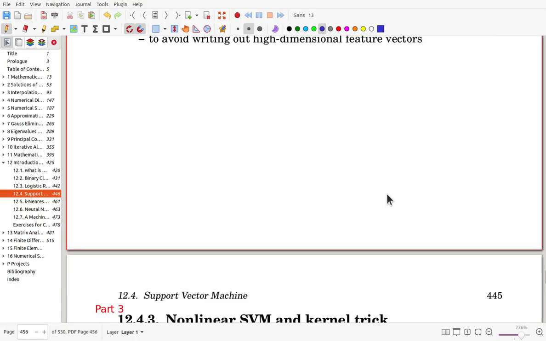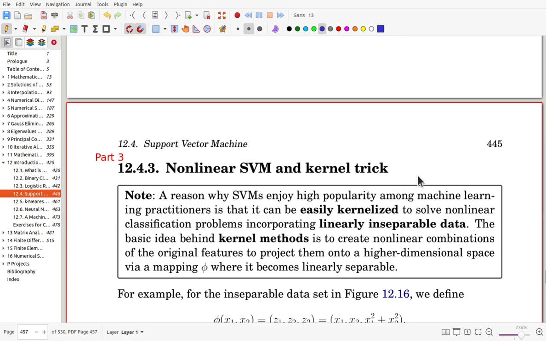Okay, that's the end of the second part, and we'll continue in the third part, where we'll deal with the nonlinear support vector machine. Thank you.